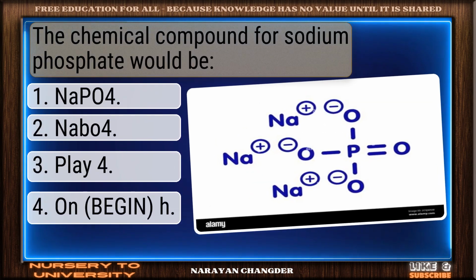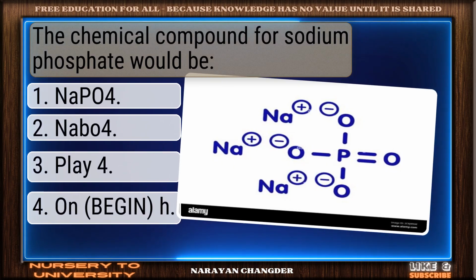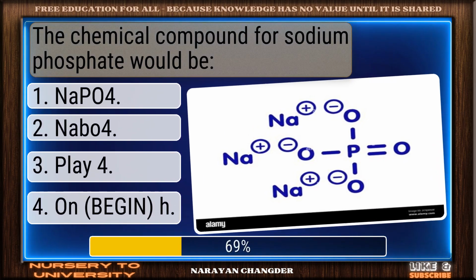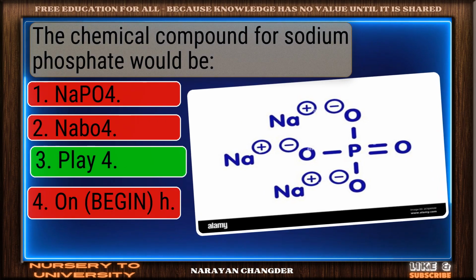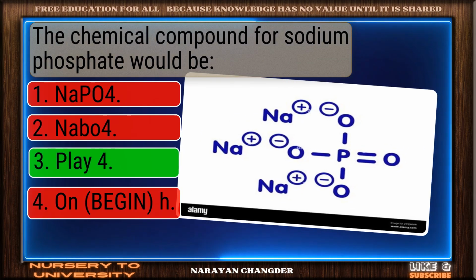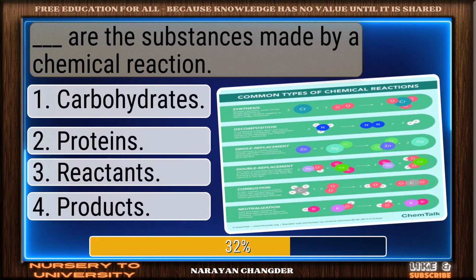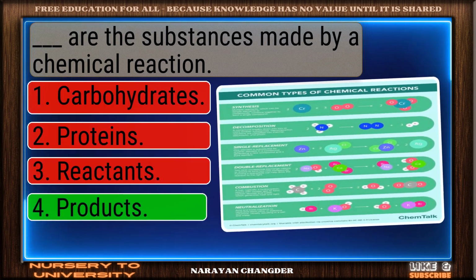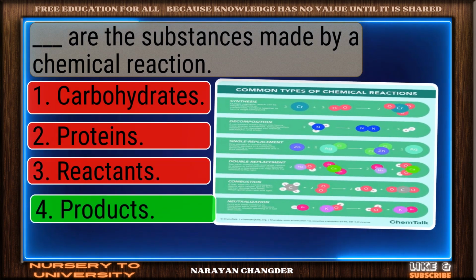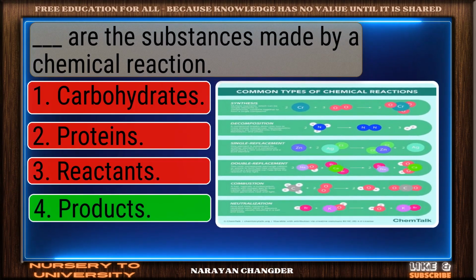The chemical compound for sodium phosphate would be. Well reasoned. Na3PO4 is the correct choice. Dash are the substances made by a chemical reaction. Excellent. Products is a brilliant choice.